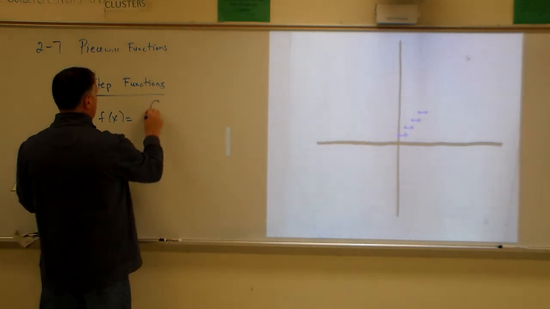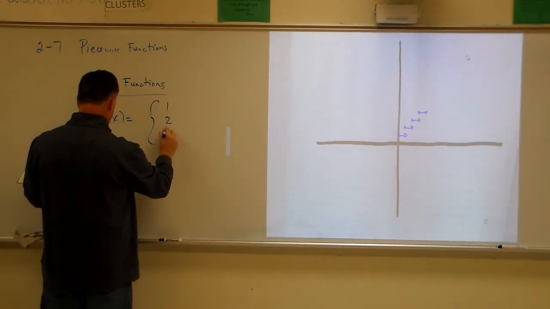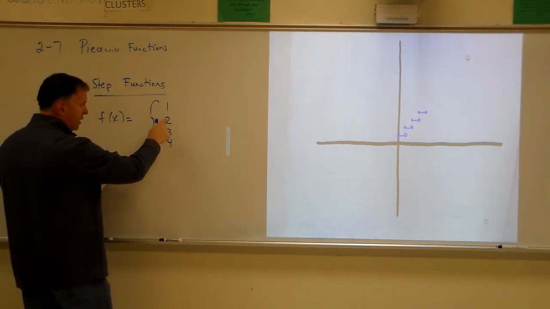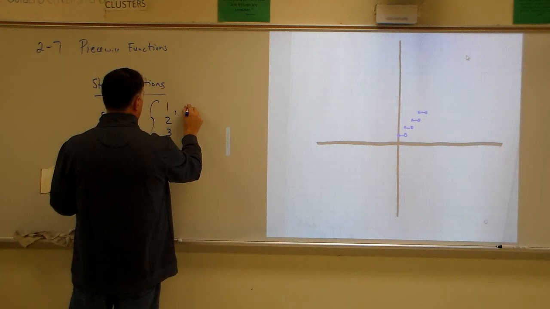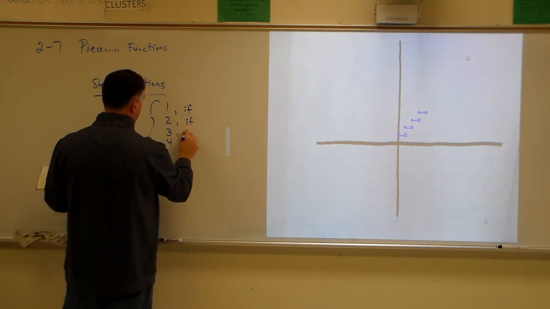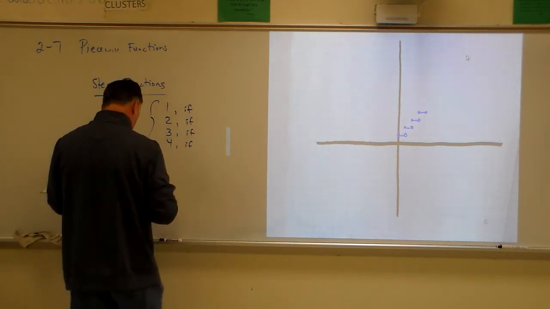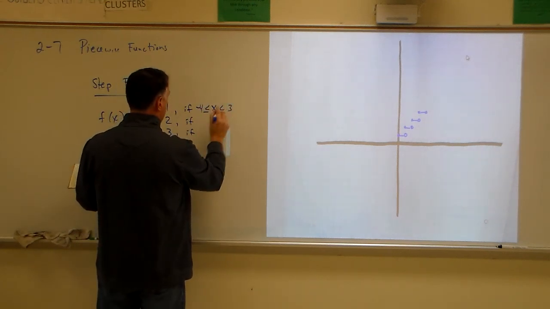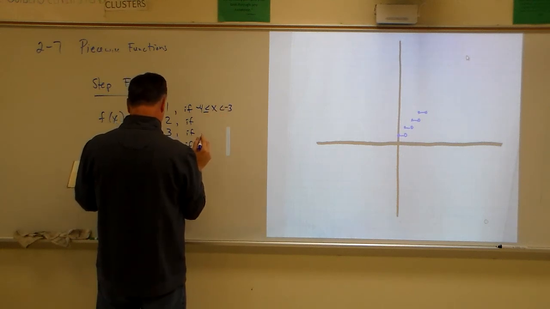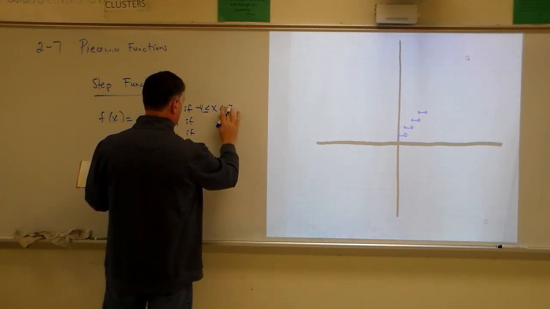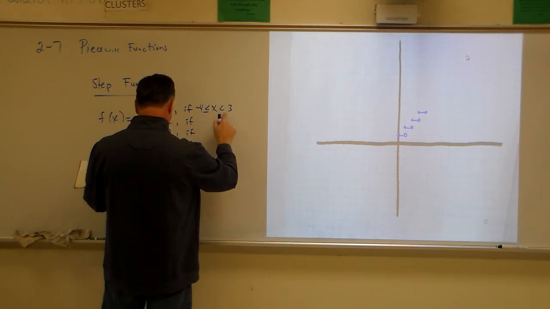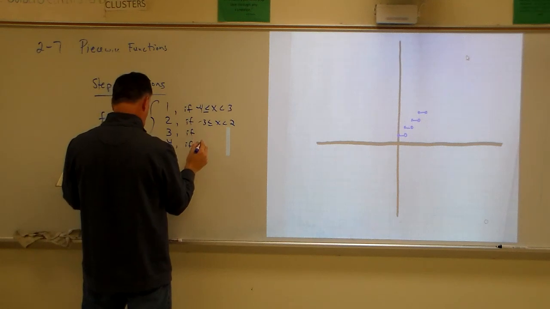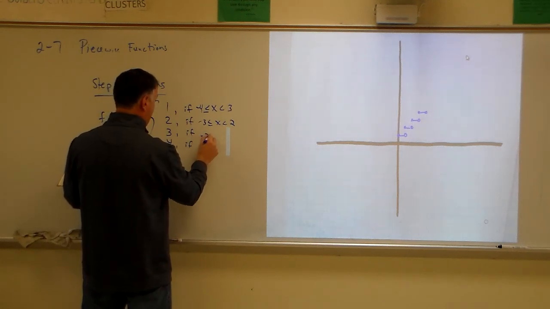So f of x equals 1, 2, 3, 4. y equals 1, y equals 2, y equals 3, y equals 4. And then they're all going to be f. And let's do x is greater than -4 to 3. -3, excuse me. -4 to 3. -3 to 2. Negative 2.